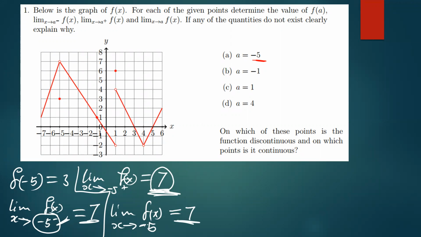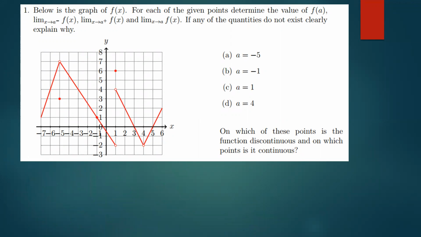If you have different answers for the limits when x is approaching from the negative or from the positive, it means that the limit doesn't exist. So you can just say the limit does not exist. But in this case, we have both answers being the same, and hence the limit exists. So we're done with -5. Let's move on to -1.